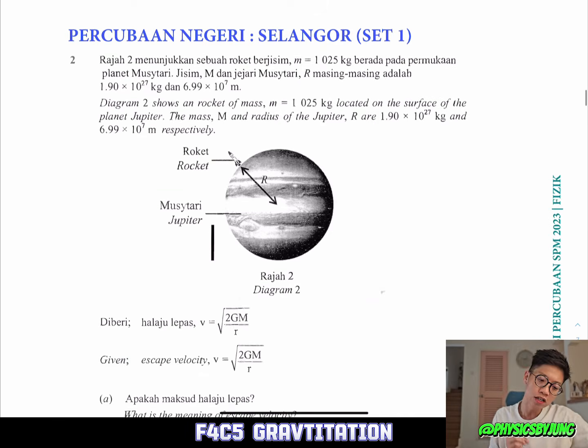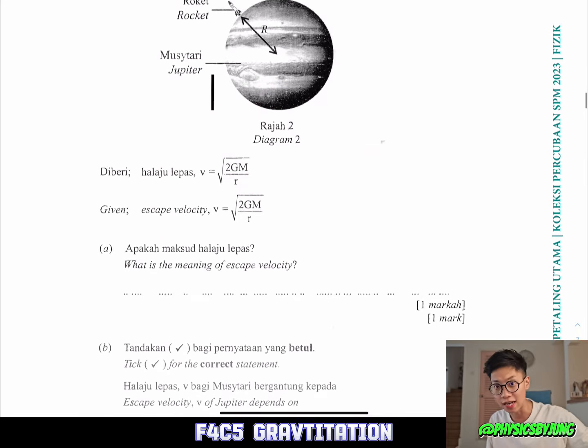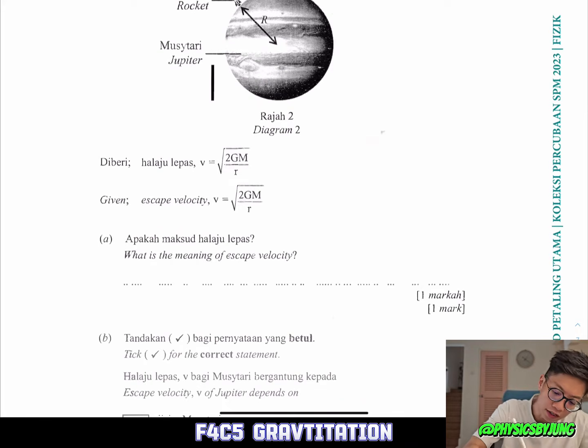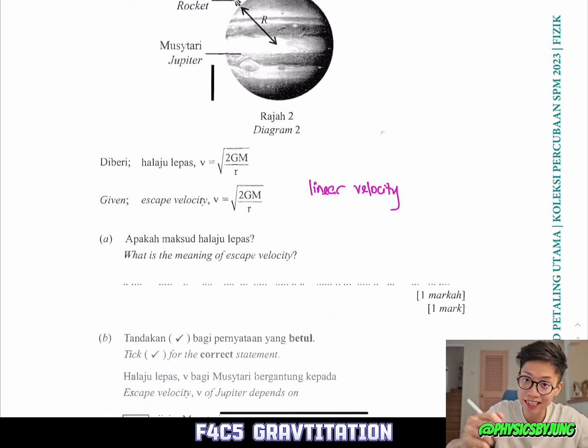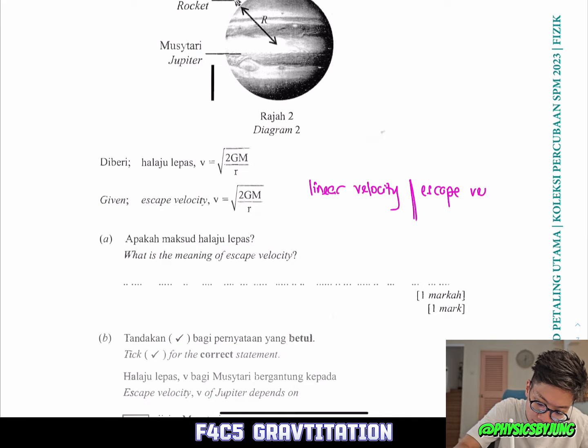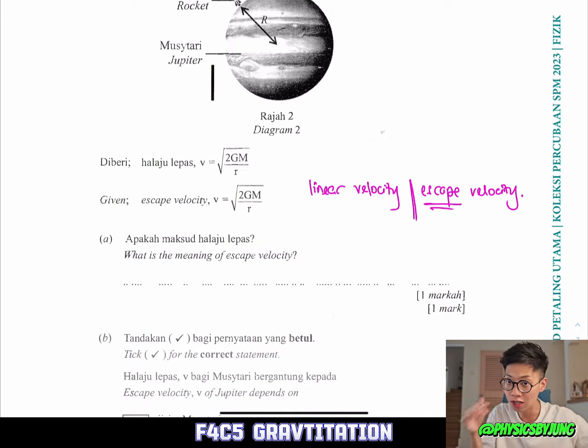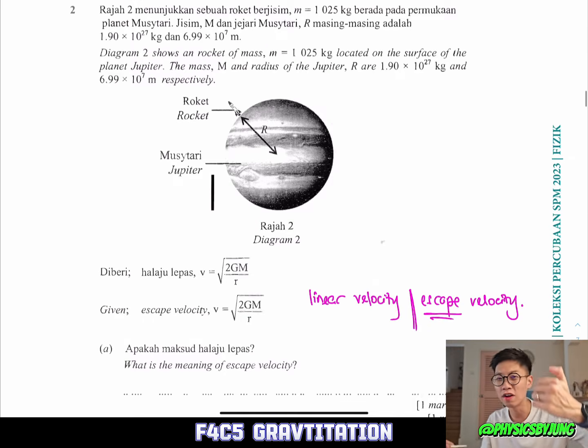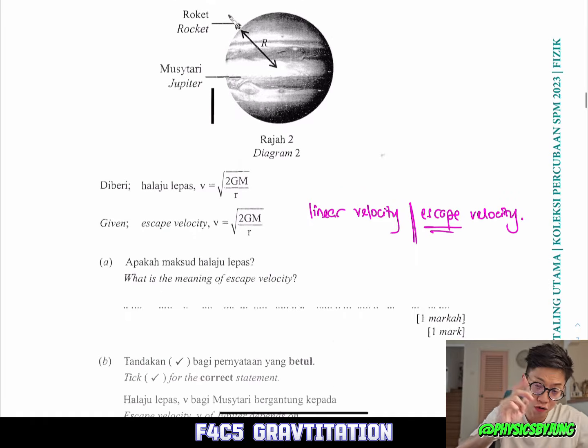So let's start. With Slango set 1, we'll be looking at what is escape velocity. Remember, don't get confused with this, because we have such a thing called linear velocity, and we also have something known as escape velocity. So what is the difference? When you see the word escape, it usually means that it has to run away from something, right? It can be run away from Earth, can be run away from Jupiter, can be run away from any planets.